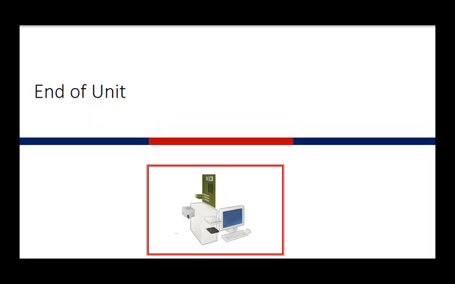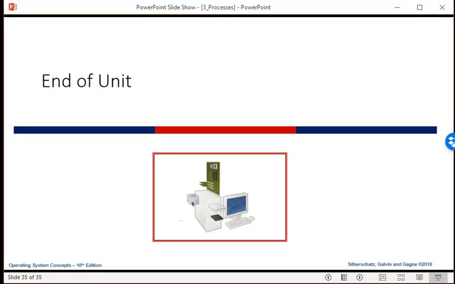So there you have the end of Unit 1 of Module 2 on the memory management system. This unit was on processes. Go back and study your notes, and when you're ready, come on back.